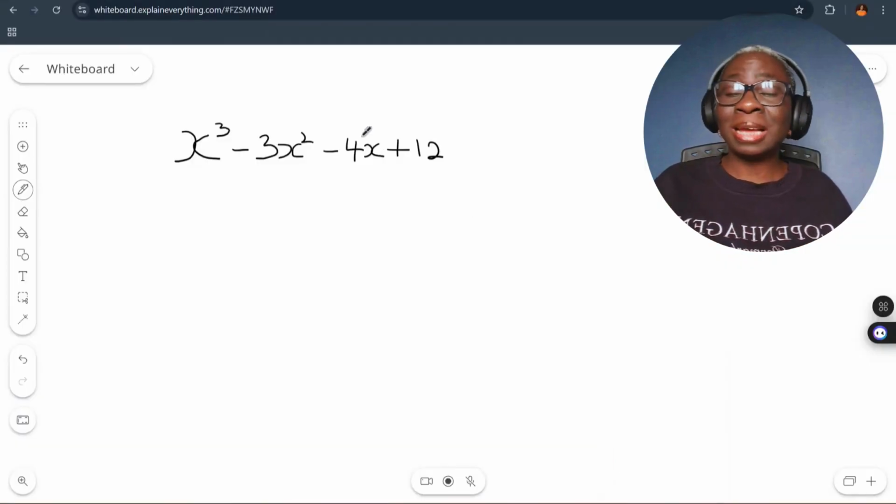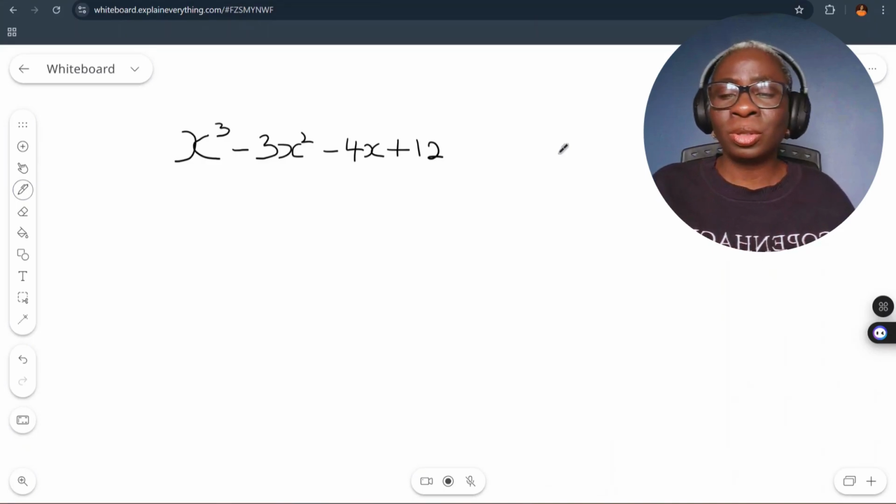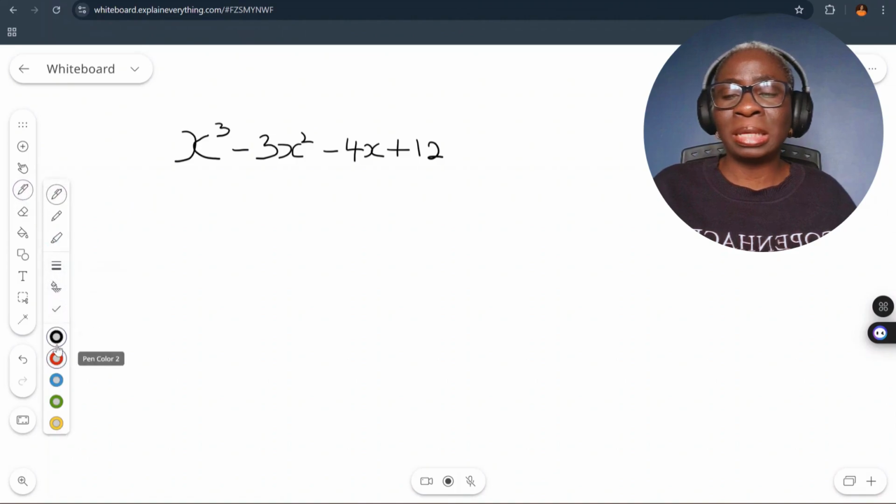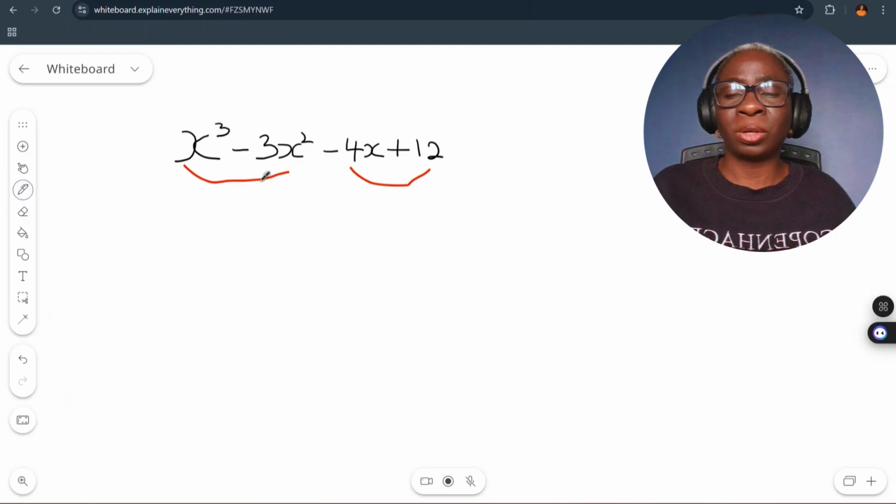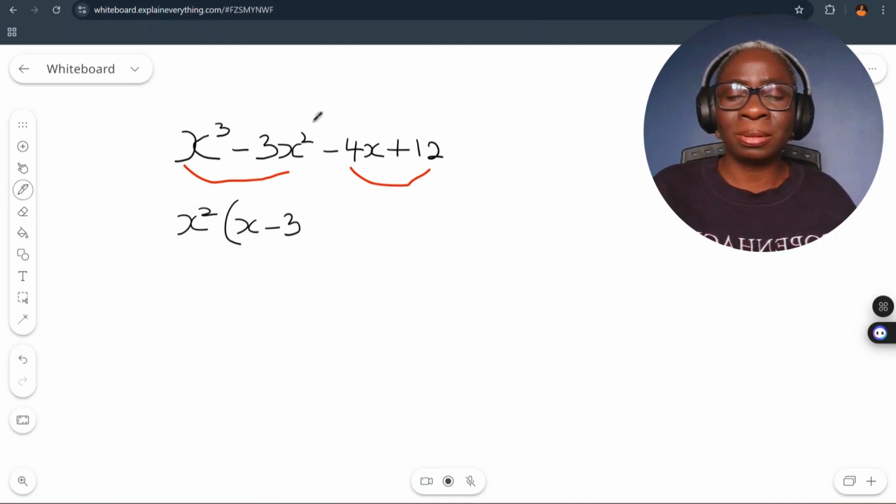The first one says x cubed minus 3x squared minus 4x plus 12. To factorize completely, we have four terms here. So let's group them in two so that we factorize the first two together, then factorize the second two, then we see what we can do after that. Now, what is common to x cubed and 3x squared? x squared is common to both of them. When we bring x squared out from x cubed, we'll be left with x. Then we have negative. When we bring x squared from 3x squared, we'll be having 3.